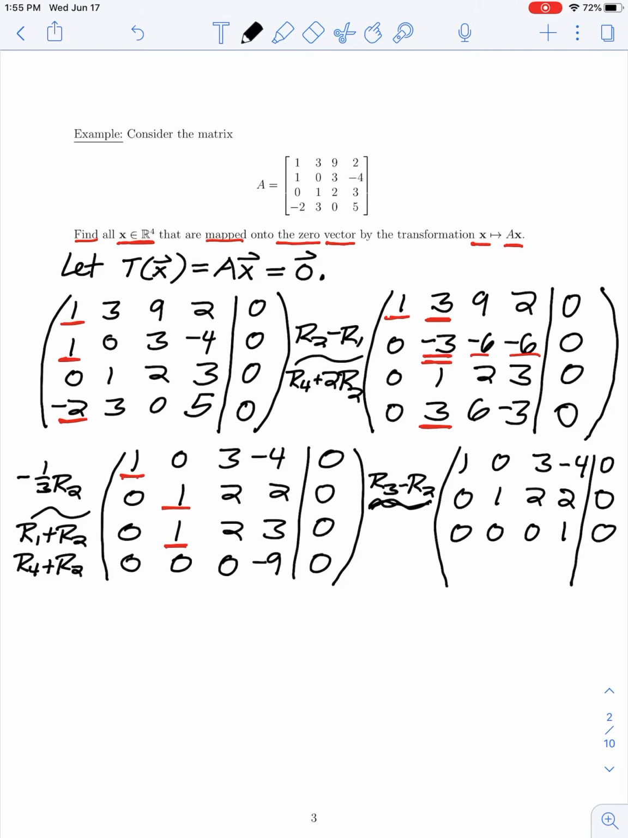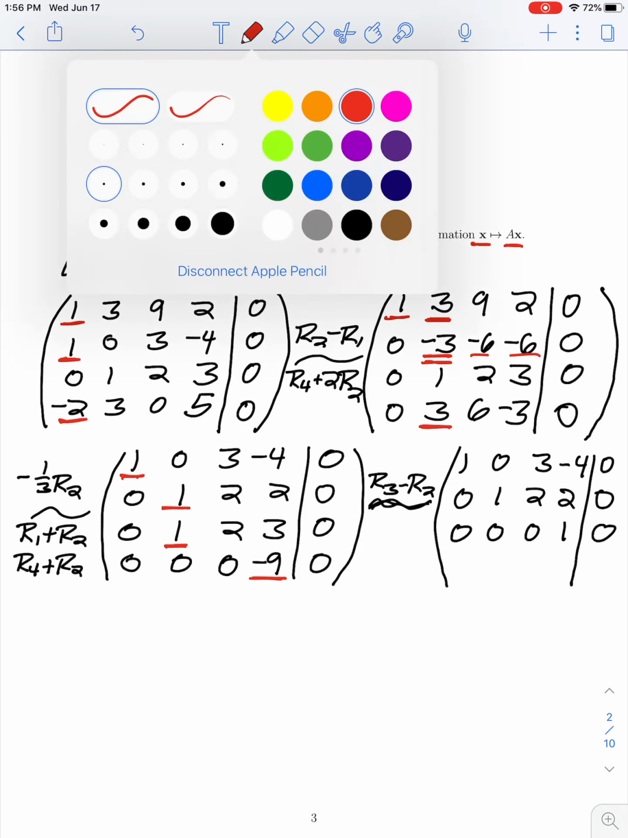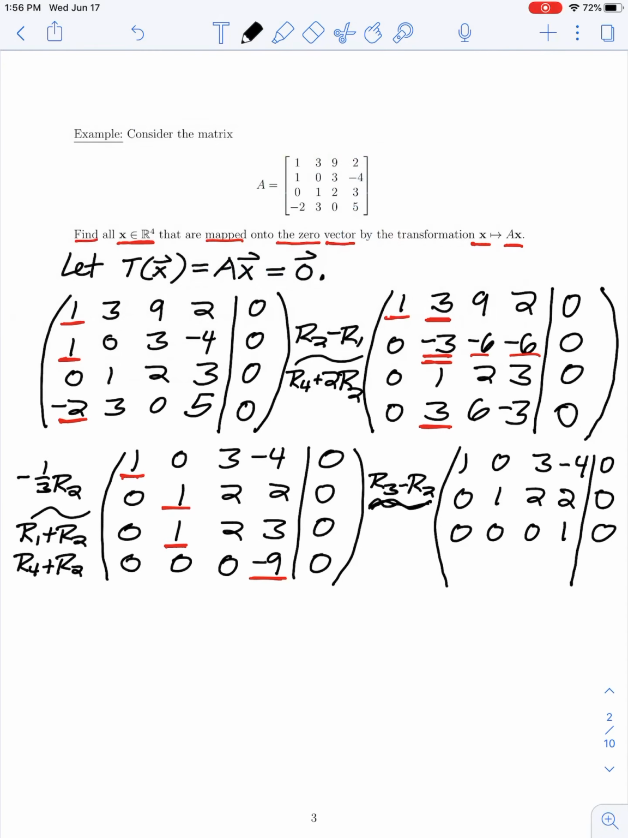And in this same step, I know for my fourth row, I want the leading entry to be a positive 1. An easy way to get a positive 1 there would be to divide my last row or fourth row through by negative 9, or equivalently multiply by negative 1/9, which makes my fourth row 0, 0, 0, 1, 0. All right.